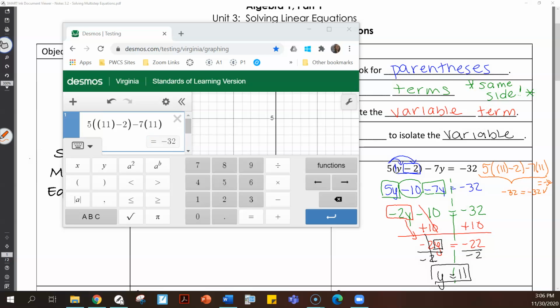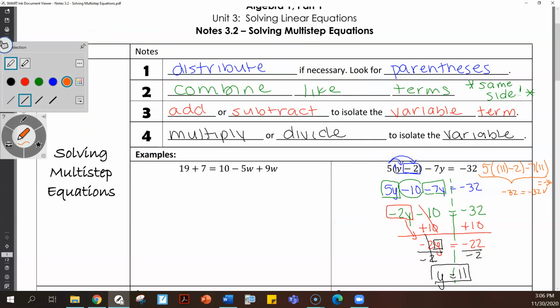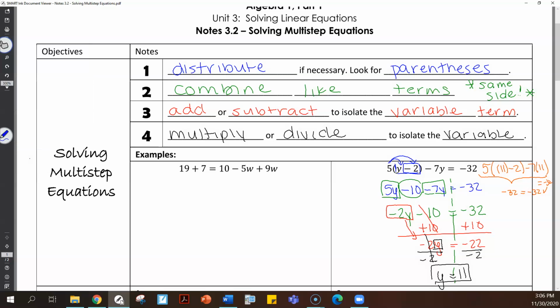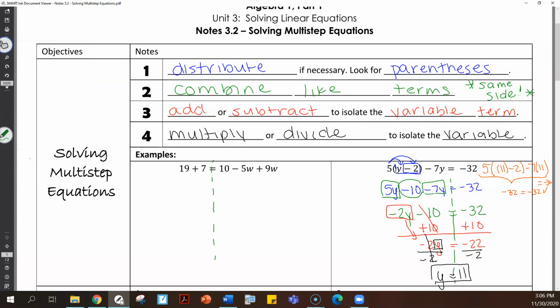Let's look at another example. So like I mentioned already, in the first example, normally my first step is to distribute. In this case, I do not need to distribute because I don't have any parentheses. So I can skip that step and move right into combining like terms. Remember that I'm going to look at each side individually. So I'm going to look on this side and see if I can combine anything. I'm going to look on this side and see if I can combine anything.